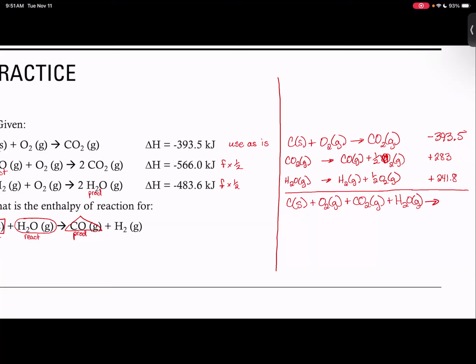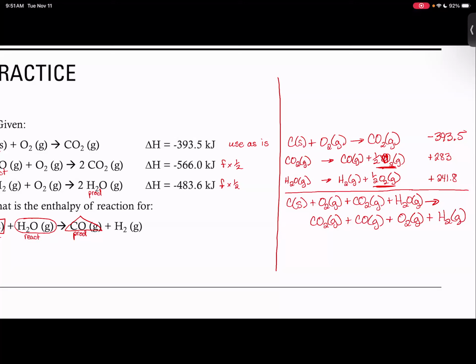And we're going to work with the product side. On the product side, I have CO2 gas. I have CO gas. I have O2 gas because 1/2 plus 1/2 is equal to 1, and I have H2 gas.